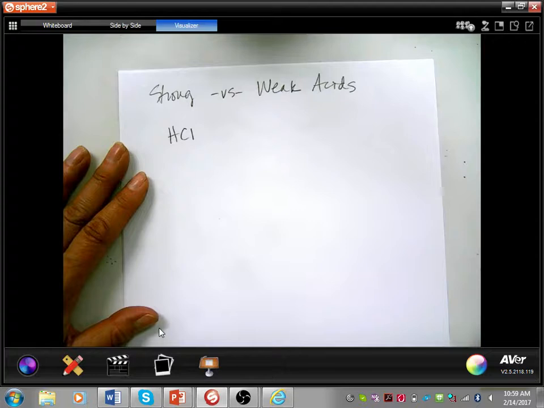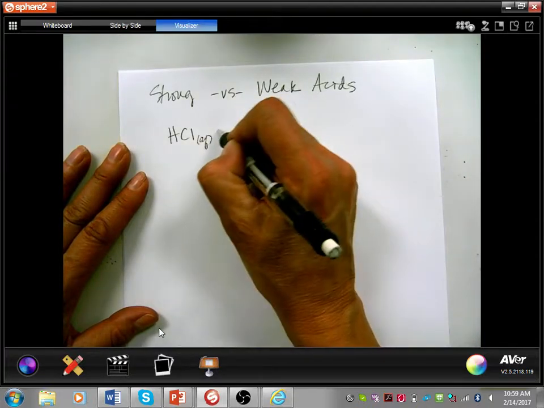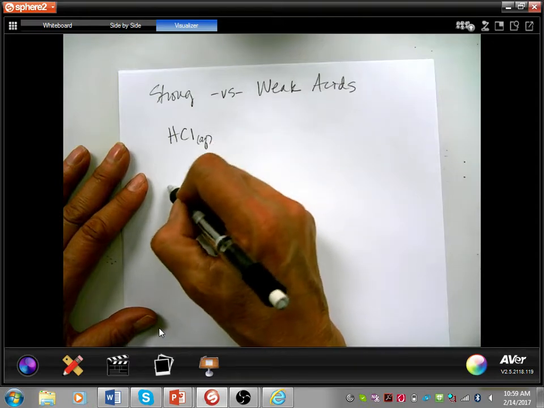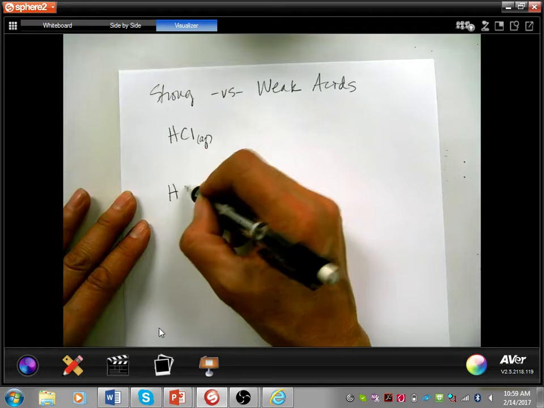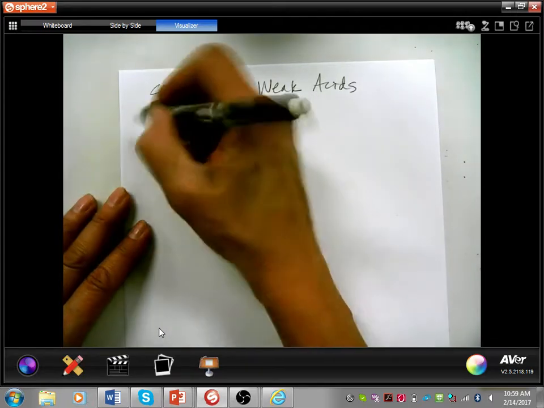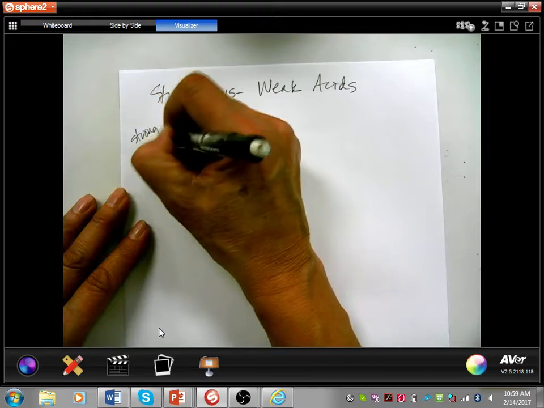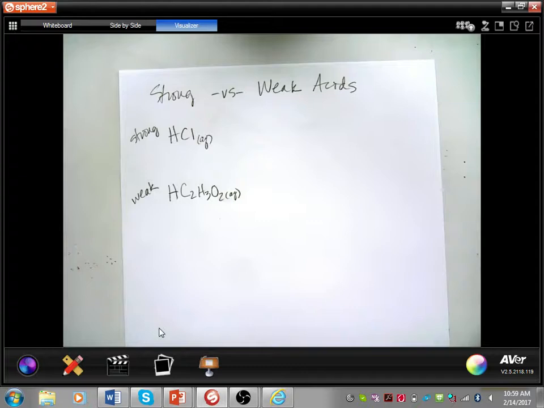I'm going to use an example of a strong acid that you use a lot in the chem lab, which is hydrochloric acid. In fact, we used it today. And another example of an acid you're going to use a whole lot when you get to Chem 152, which is acetic acid. All right, hydrochloric is a strong acid. Acetic acid is a weak acid.